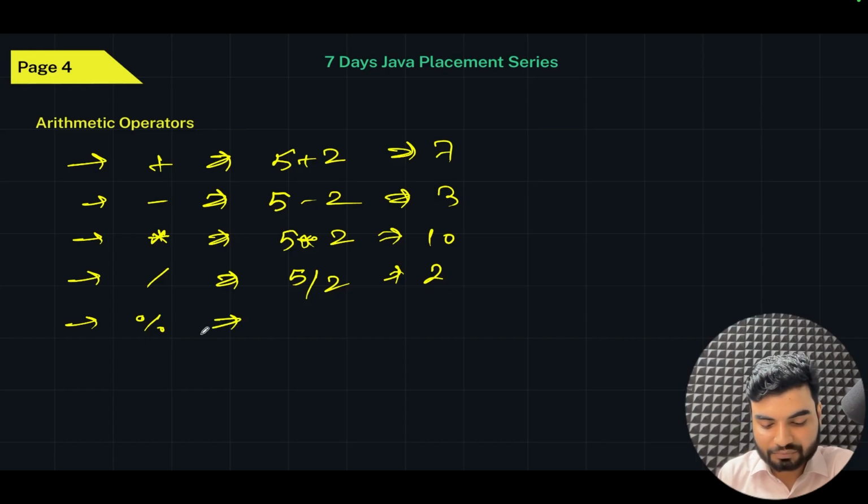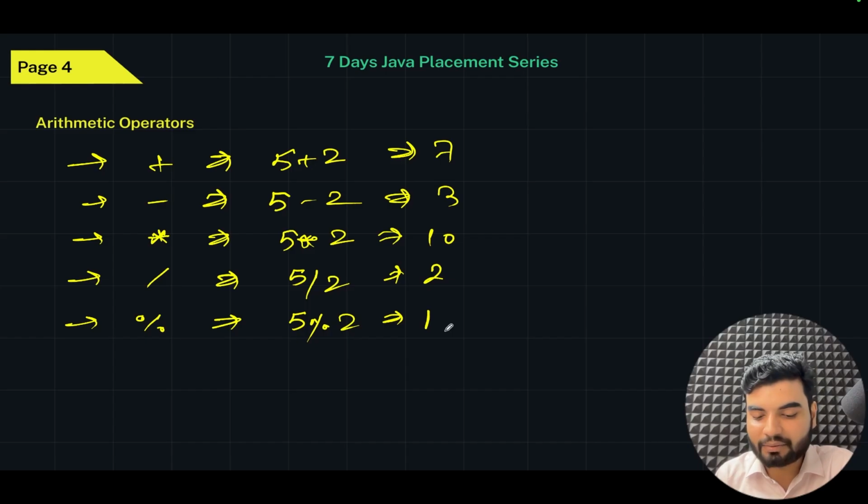Now here you have the percentage sign, and percentage will give you the modulus. So if I write 5 modulus 2, you will get 1. Why? The remainder is 1. It will return the remainder. I hope this is making sense to everybody. So that was the arithmetic operator. We'll do practice one by one, or should I create a file or something? Anyhow, I hope you understood this particular thing.